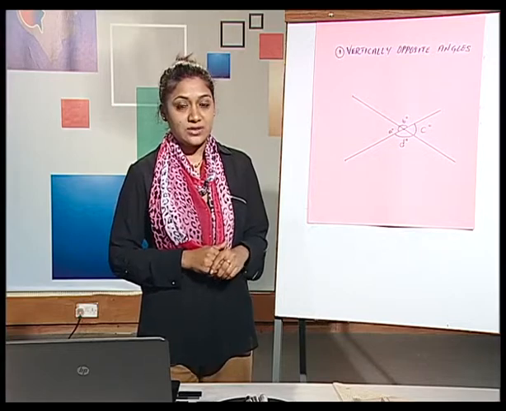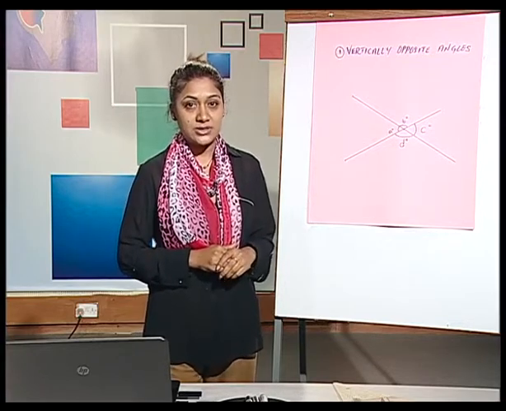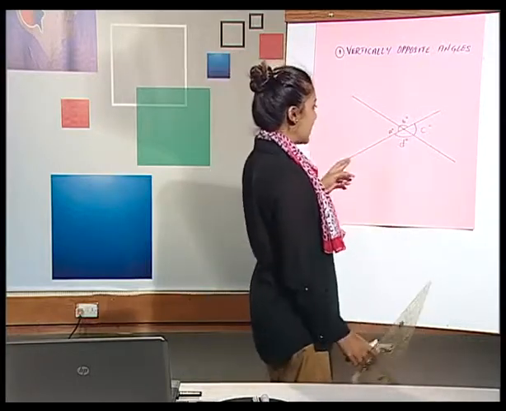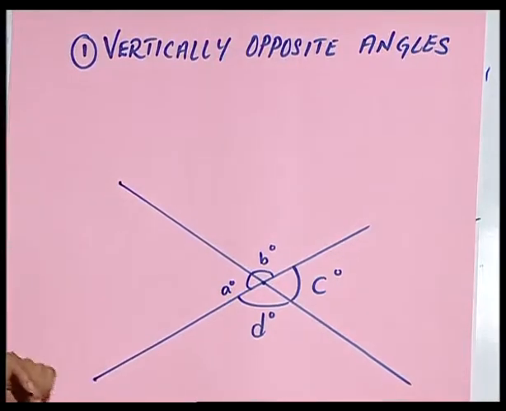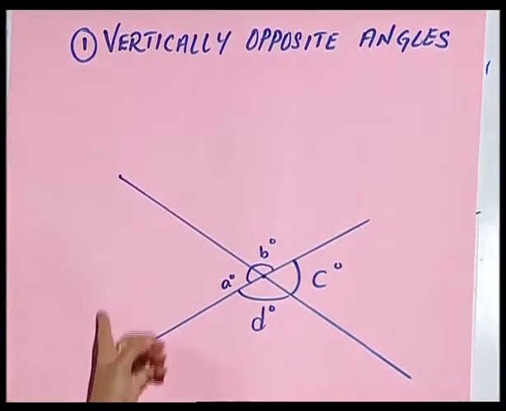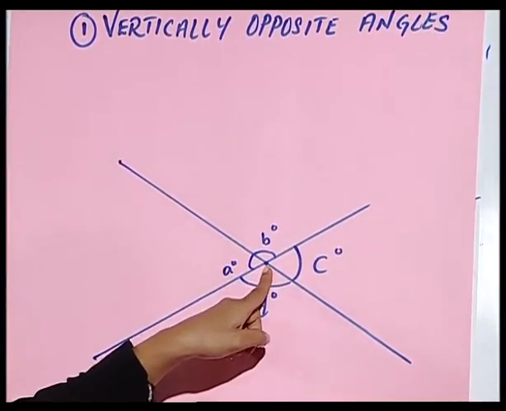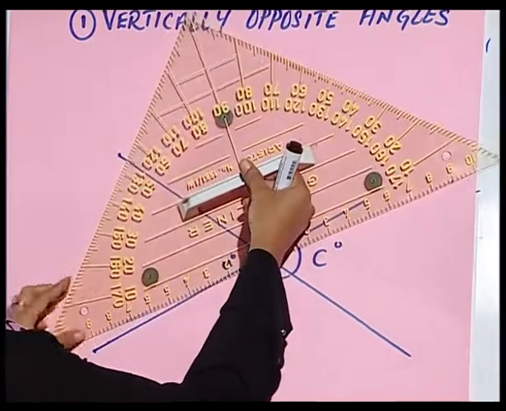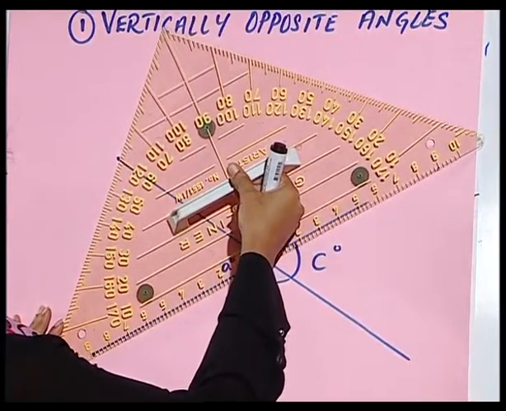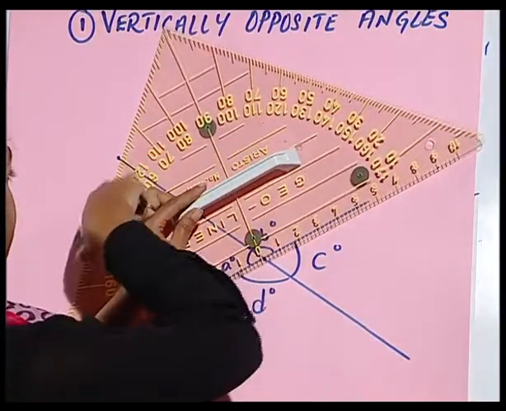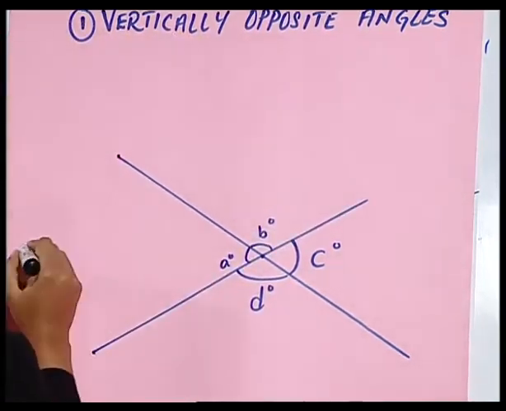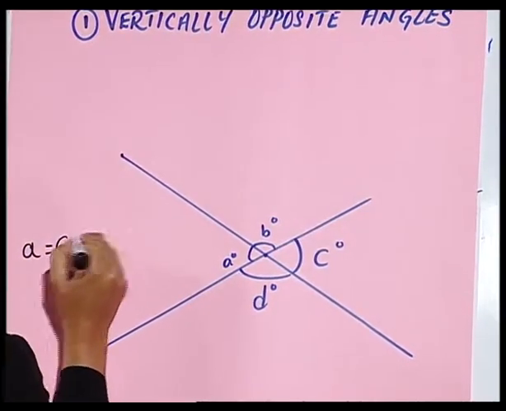Let's do a small activity to find out what are vertically opposite angles. In this figure, we see two intersecting lines with four angles formed. We are going to measure each angle. Now, don't forget that this angle is open from the left and the vertex is here. We are going to place the center at the vertex and measure the angle. Up to the arm here, we notice that it is 60 degrees. Now, A is equal to 60 degrees.